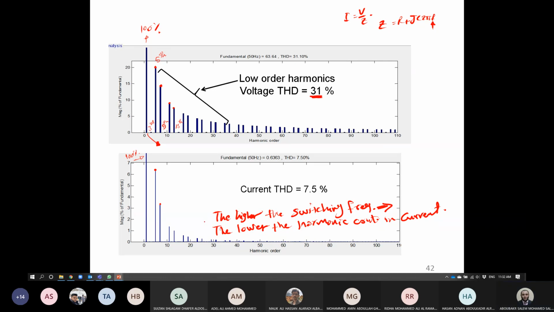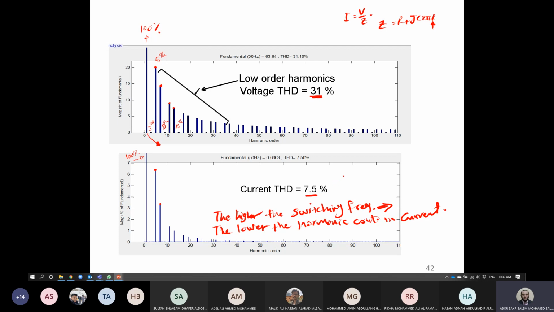From here, we got a THD value for current, which is 7.5. By the way, this value is not standard, as we discussed in the previous class. If we are going to connect this energy to the grid, for instance, using a single-phase inverter or three-phase inverter with any renewable energy source, the current THD has to be less than 5%. This is for the low voltage standard. So 7.5 is not acceptable to be connected to the grid.